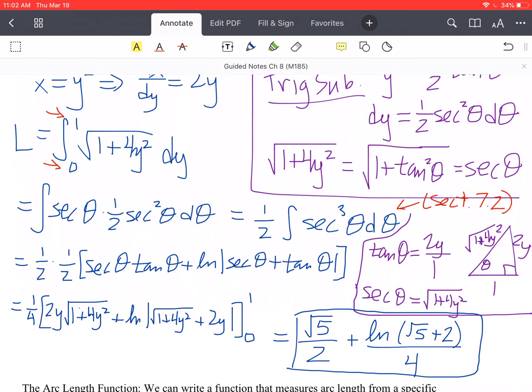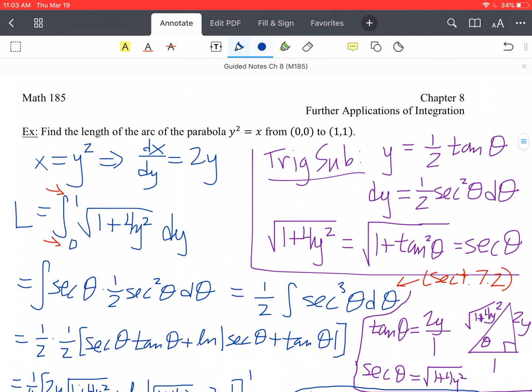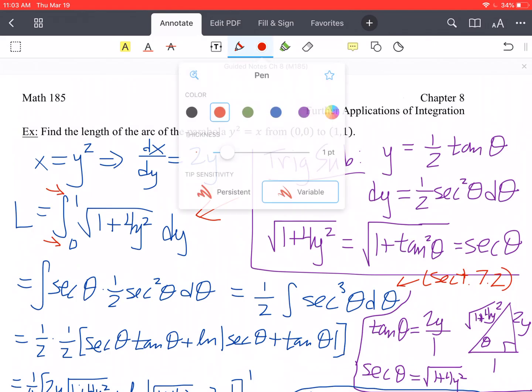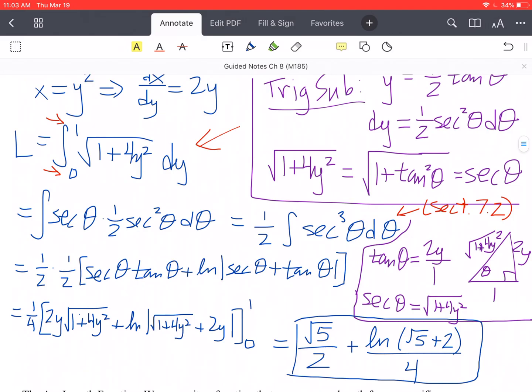Okay, so again, the only really new thing here that we've done in these problems is the setup. So it's this part right here. That's really the only new thing that we've done. Everything else was from chapter 7. So this is why those techniques of integration are important, because we need to be able to use them and apply them for other contexts as well.